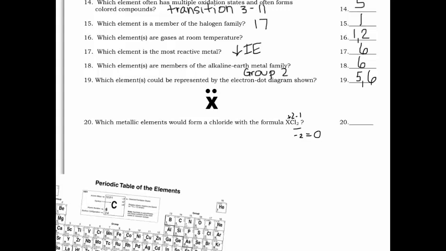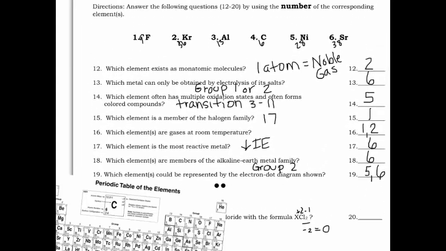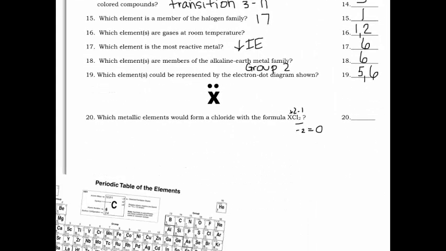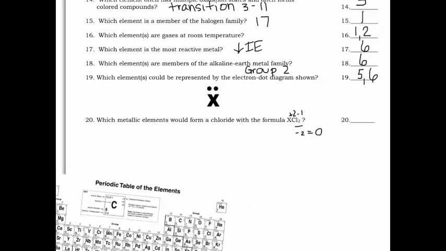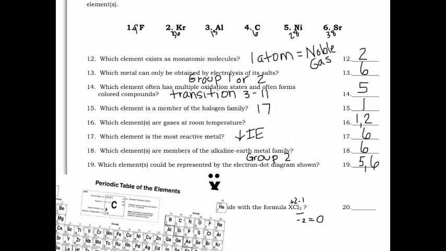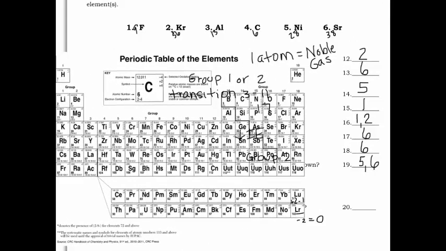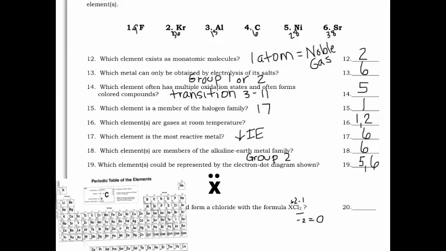So we need to find all of the elements from our list above that are, by the way, it says metals, that are metals and have an oxidation number of +2. So we can eliminate fluorine, we can eliminate krypton right away. They're not metals. Aluminum is a metal, but its oxidation number is 3. Carbon's not a metal, we can ignore it. Nickel has a +2, and so does strontium. So once again, our answer is going to be 5 and 6.